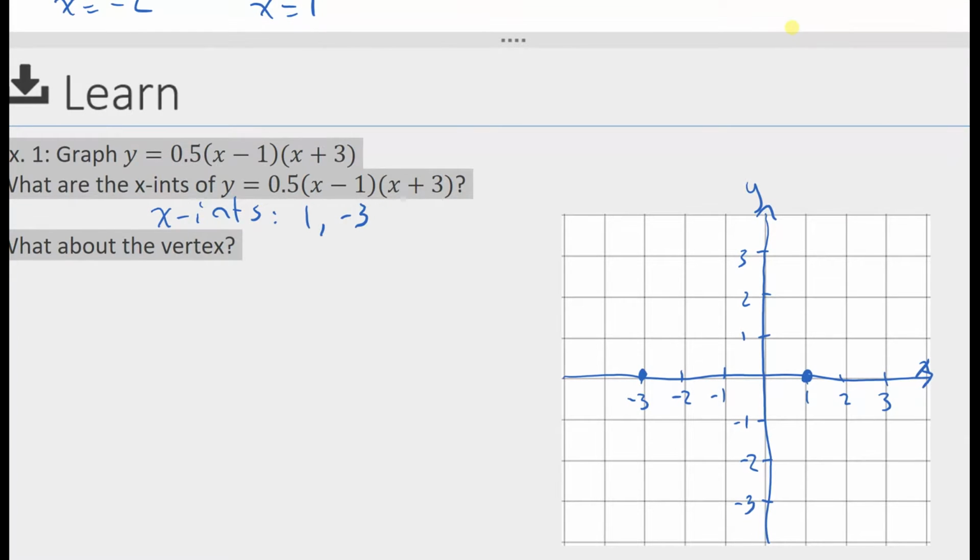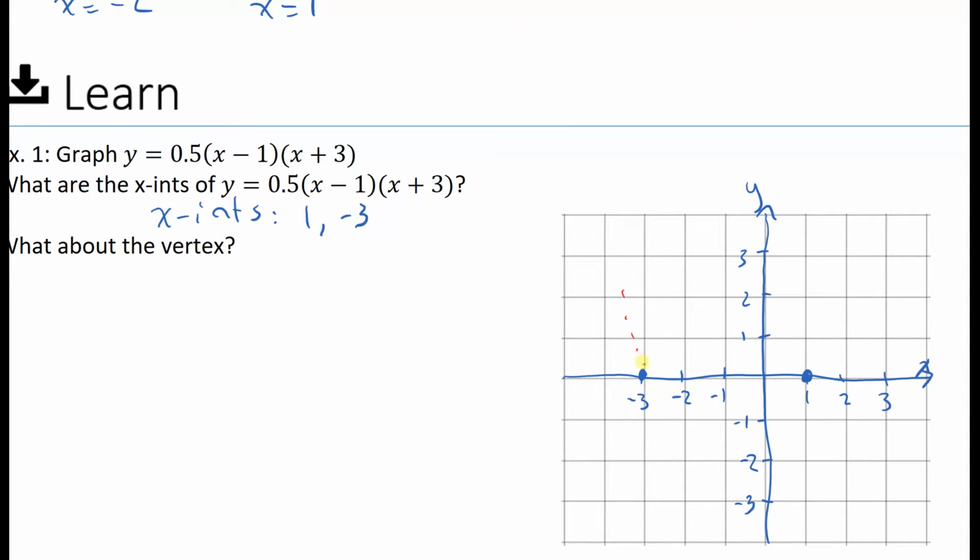How does the vertex relate to the x-intercepts? Well, the graph looks something like this. It may not be exactly like that, but the vertex is always right in the middle because we have an axis of symmetry. The important thing is that the x value is definitely halfway between negative 3 and positive 1. It's pretty easy on the graph here to see that the x-coordinate of the vertex would definitely be negative 1. But in general, what do we do?